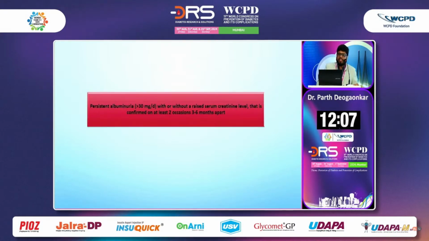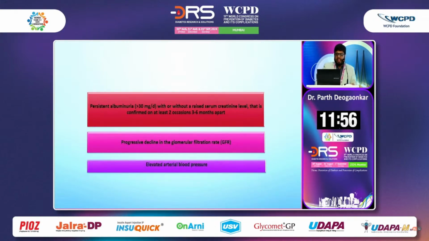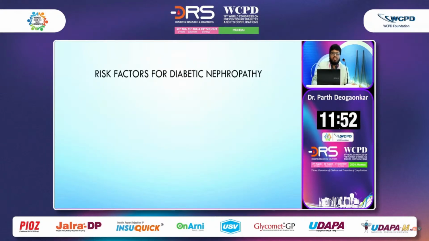There is persistent albuminuria, confirmed on two findings 3 to 6 months apart, of more than 30 milligram per day. There is a progressive decline in the glomerular filtration rate, that is a rise in creatinine, and there is a presence of hypertension. What are the risk factors associated with diabetic nephropathy?